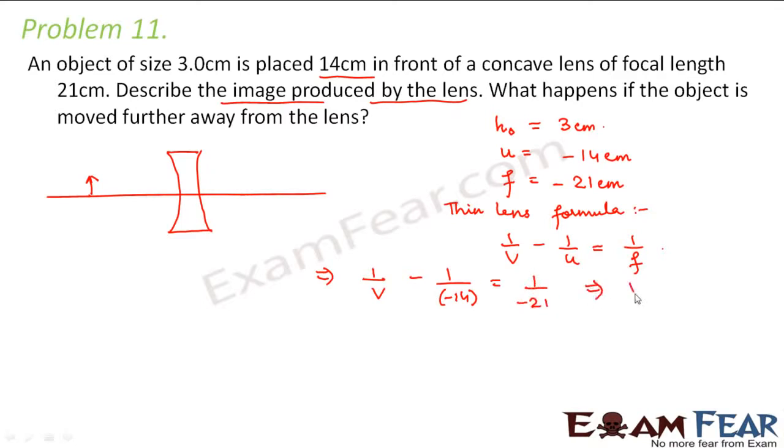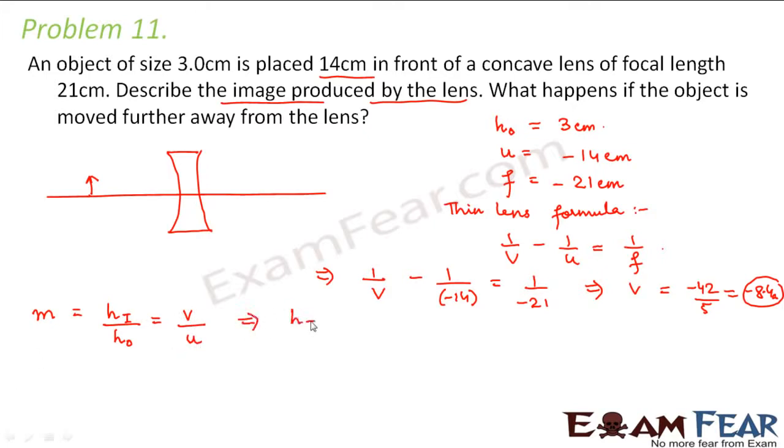Solving this, we get V is equal to minus 42 by 5, which is equal to minus 8.4 centimeters. So this would be the location of the image. This is where the image will be formed. But we need to describe the nature of the image as well, for which we need to calculate the magnification. Magnification is nothing but height of the image by height of the object, and it is also equal to the image distance by object distance.